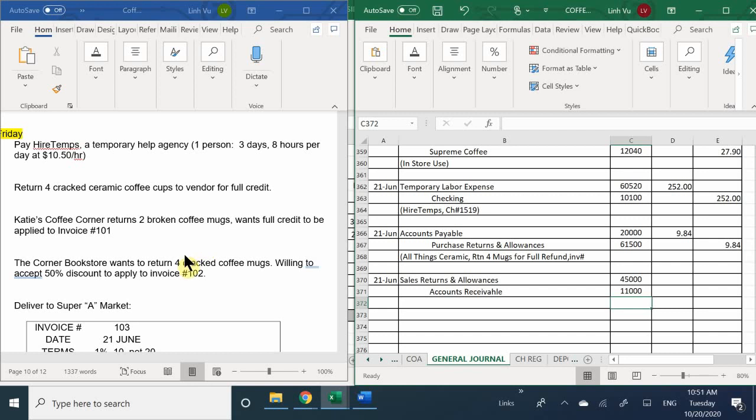there's no tax on there because she's a wholesaler, right? Albert sold to her as a wholesaler. That's why there's no tax. So can you tell me how much it's going to cost me to refund the 2 broken mugs? $9.98, right? It's 2 times $4.99, giving a total of $9.98.